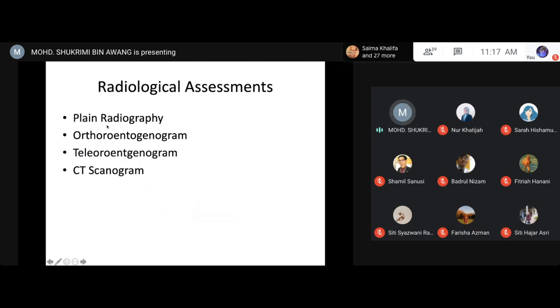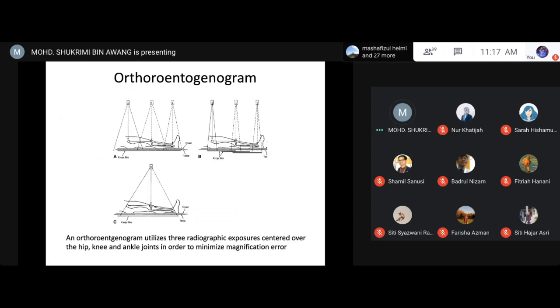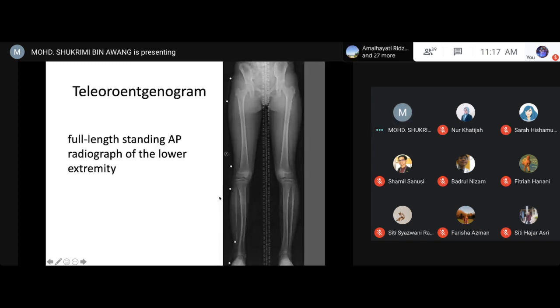Start with plain radiograph to rule out other underlying pathology, okay, or orthoroentgenogram, teleoroentgenogram, CT scanogram. These will give you different parameters and different accuracy, okay. Like this orthoroentgenogram, they have one long film, and they have three different beam centers at the different joints, centered at the hip, knee, and ankle joint. All right. This is your teleoroentgenogram. We have a long film also here, centered at the lower limb.